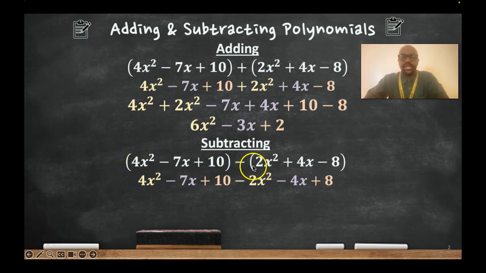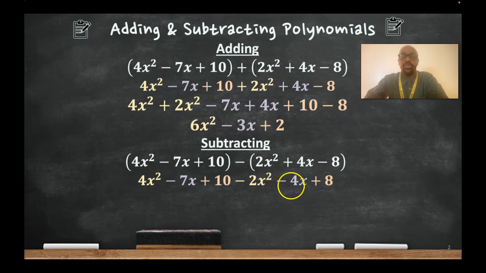This second parentheses is like having a negative 1 right here. So you have to distribute that negative 1. When you distribute a negative 1, that's like multiplying negative 1 through all these terms, which is also like changing all of these signs. So negative 1 times 2x squared is negative 2x squared. Negative 1 times 4x is negative 4x. Negative 1 times negative 8 is a positive 8 here.